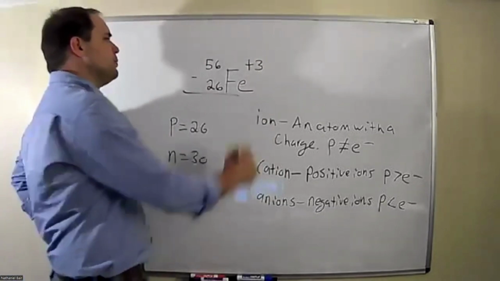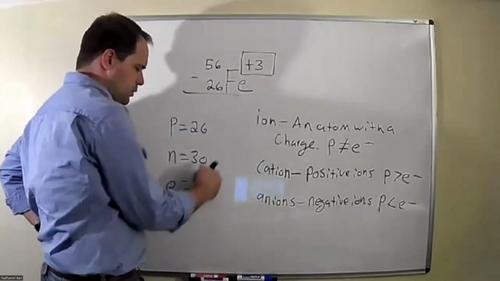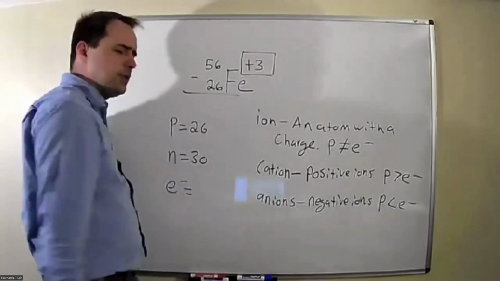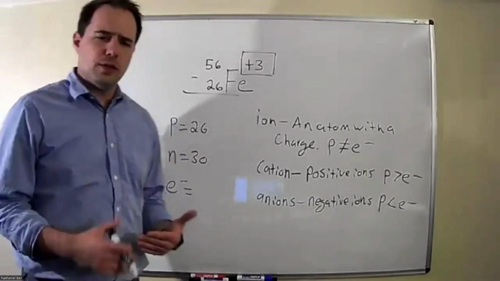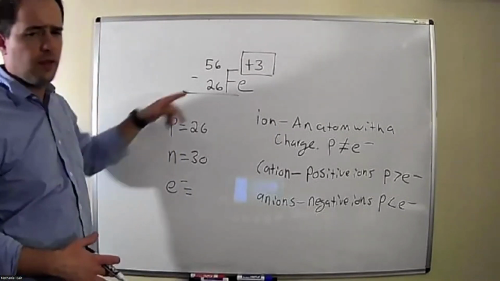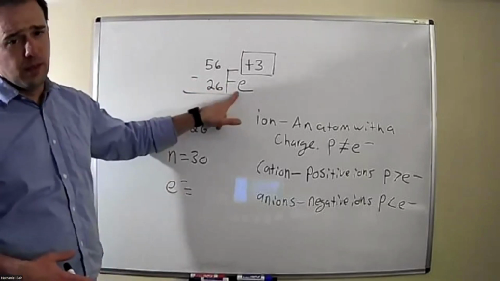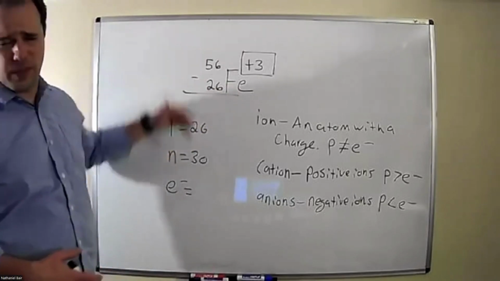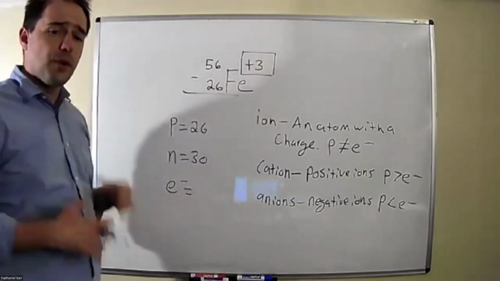If that iron now has a +3 charge, that charge affects the electrons. My electrons are no longer going to be 26. So when you have an ion or a charge, that does not affect your protons. It's still iron. So it's got to have 26 protons. That's what the symbol tells me. Okay, the neutrons I get by subtracting the mass number by the atomic number. When you have a charge, it's your electrons that are impacted.